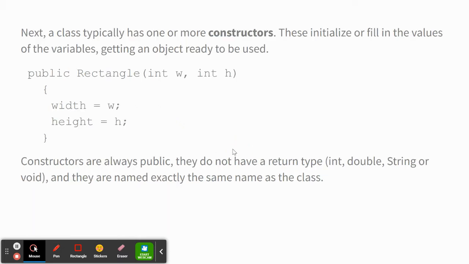Next in a class are constructors. They initialize or fill in the values of the variables for the class, getting it ready to exist. So here's an example of a constructor. Constructors are always public, and they have the exact same name as the class, and there's no return type. So don't say public void or public string or something like that. It's just public, and then the name of the class. And then they can have parameters or not, depending on what you need.